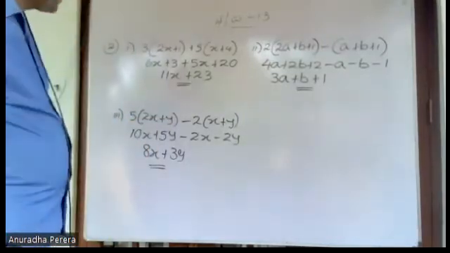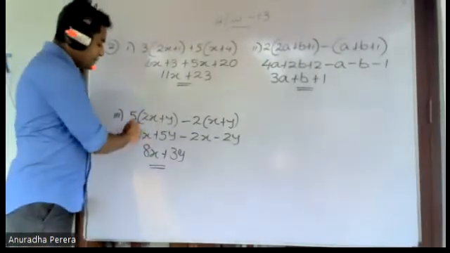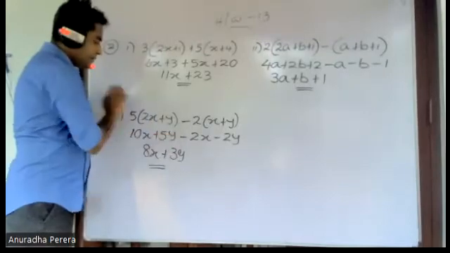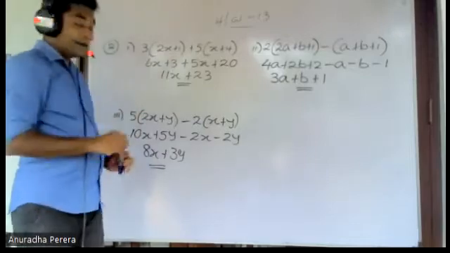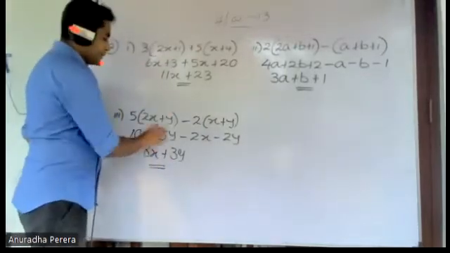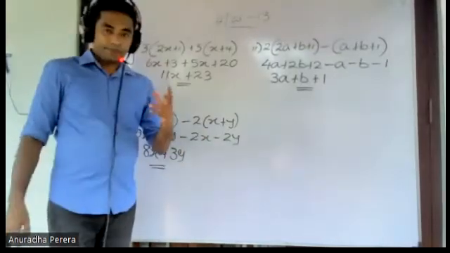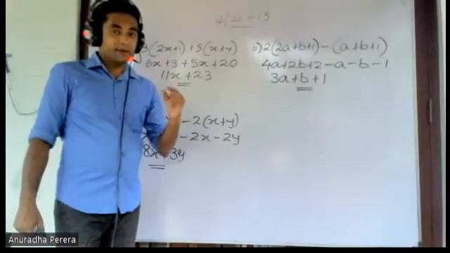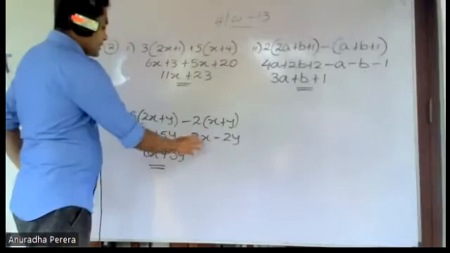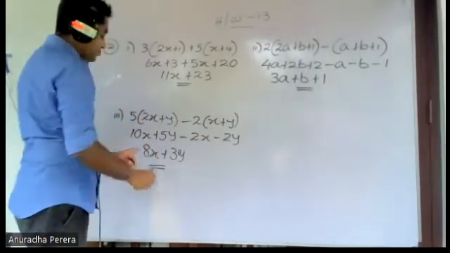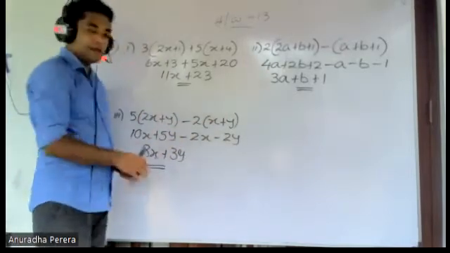Third one. How can you complete it with the brackets? 5 into 2x, 10x. 5 into y, 5y. Then minus 2 into x, minus 2x, minus 2 into y, minus 2y. Like terms should be added, right? 10x and minus 2x: this is a positive value and this is a negative value. How to add two values with different signs? We subtract the small one from the large one, then put the larger number's sign as the answer's sign. Subtracting 2x from 10x gives 8x, the larger number's sign is plus. Subtracting 2y from 5y gives 3y, the larger number's sign is plus. 8x plus 3y.